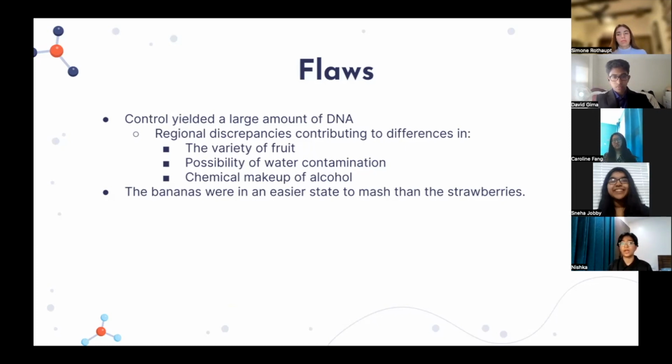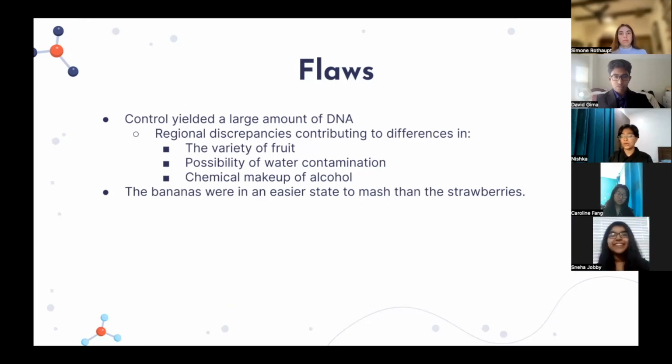The second half of our hypothesis was disproved, with bananas yielding significantly more DNA than the strawberries. The initial prediction that strawberries would allow for more DNA to precipitate stemmed from the fact that strawberries are octoploid, meaning that their cells have 8 duplicate copies of each chromosome.